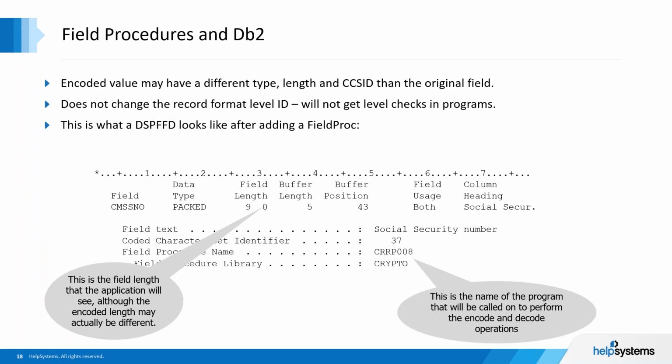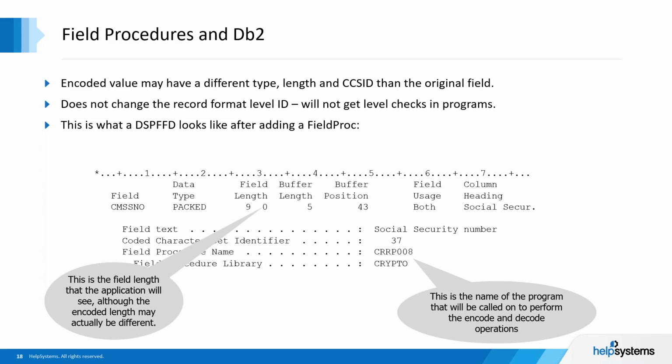The encoded value, as I said, originally had a different type potentially, certainly a different length, and maybe a different CCSID than the original field. But now that we have the new Db2 enhancement that came in 7.1, we don't have to worry about that. In fact, the operating system masks any complexity around that. There's no change to the record format level identifier, meaning that if you make this type of change to your database file, you will not see a level check in a program, which you would typically see if the file was changed after the program was compiled.